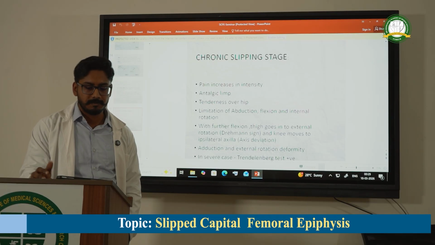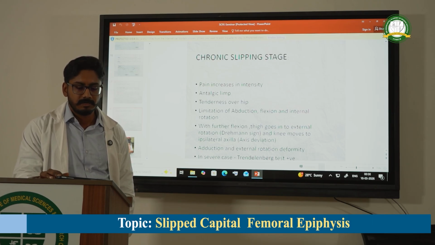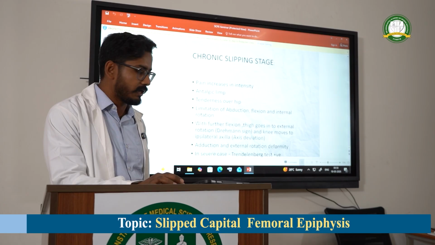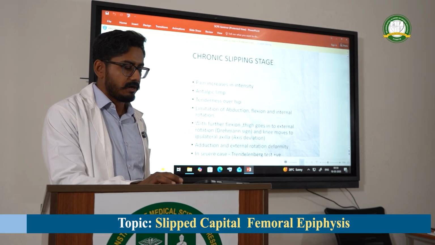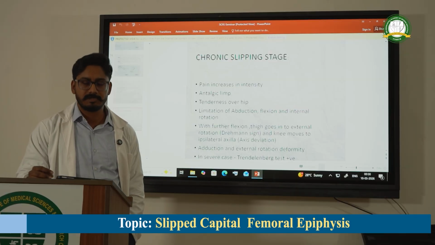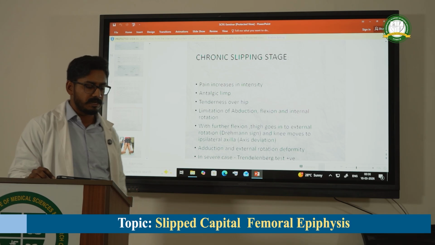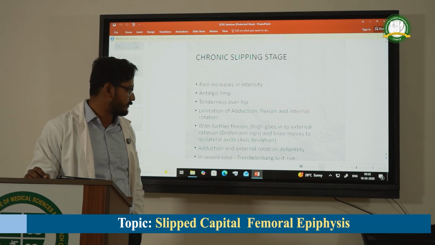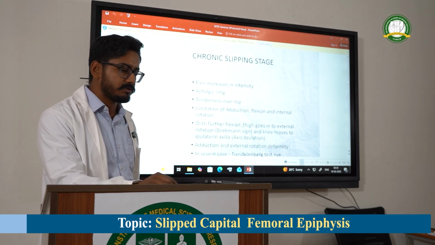Then coming to chronic slip. There will be pain, increasing in intensity, antalgic gait due to the pain, and tenderness over the hip. The limb will be in abduction, flexion, and internal rotation. With further flexion, the thigh goes into external rotation, and the knee moves towards the ipsilateral axilla. The movement of the knee towards the ipsilateral axilla is called axial deviation positive, and the external rotation of the thigh is also known as Drehmann's sign.